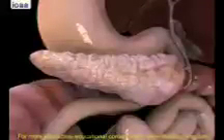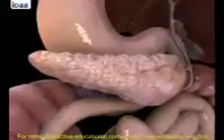Pancreas. The pancreas is a leaf-shaped and cream-colored gland located just below the stomach. It secretes pancreatic juice which acts and breaks down carbohydrates, proteins and fats.